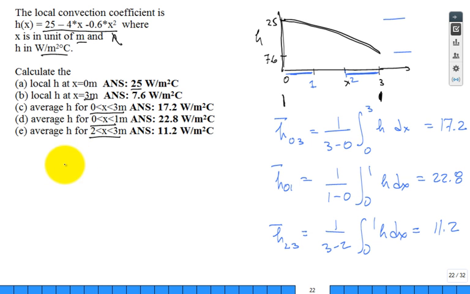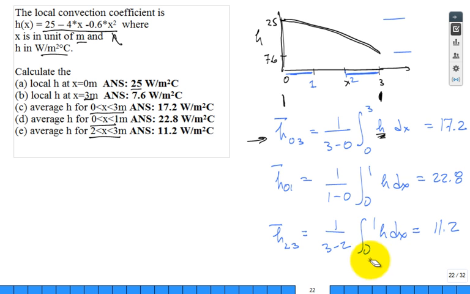So all of those are just worked out. Average between 0 and 3 was 1 over 3 minus 0, that's the length, times the integral from 0 to 3 of that equation plugged in dx. 0 to 1, there it is. And then from 3 to 2. All of this is just a good application of calculus and integration.